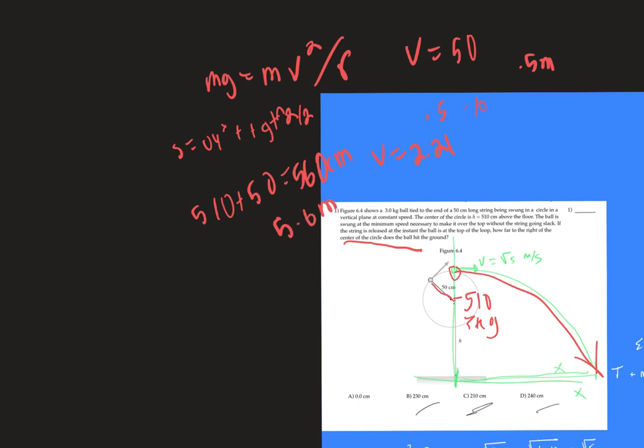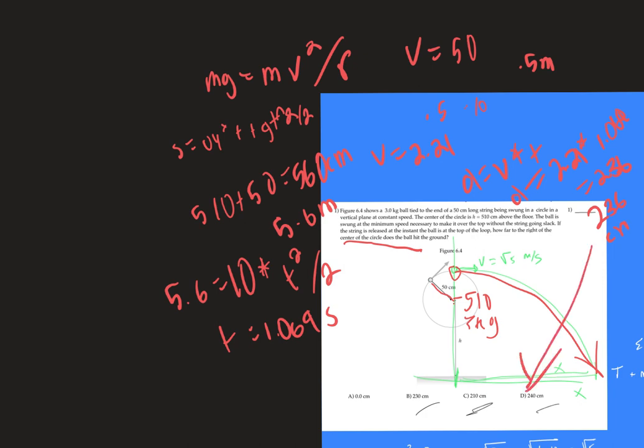And as before, we'll find the vertical component at the top. Gravity times time squared over 2, time equals 1.069 seconds. So then the horizontal component remains constant. The distance we find is velocity times time. The distance equals 2.21 times 1.069 equals 2.36, which is 236 centimeters. So the closest to that is 240.